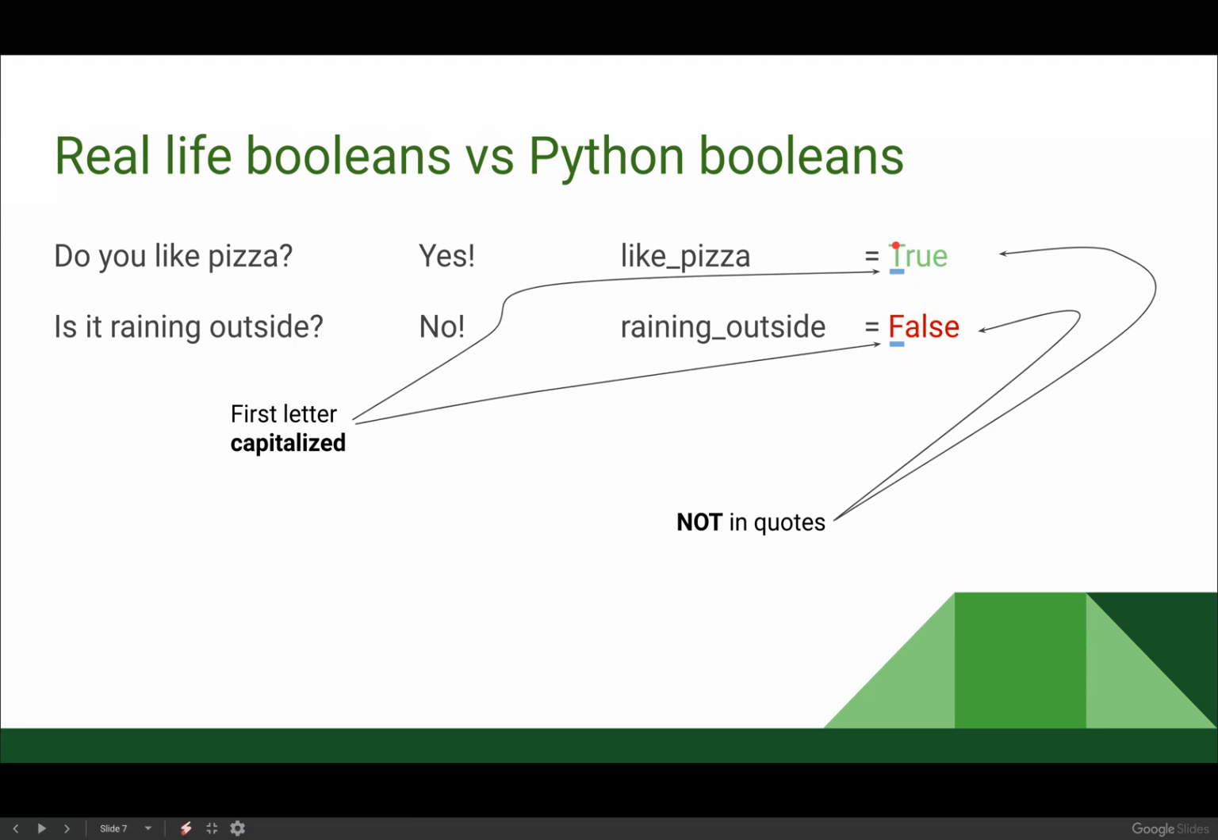Notice also that the first letter of each of those words is capitalized. In Python specifically, True and False have their first letter capitalized. Other languages might not have that first letter be capitalized. It really depends on the language. But for the language we're talking about here right now, Python uses capital T, capital F, True and False.